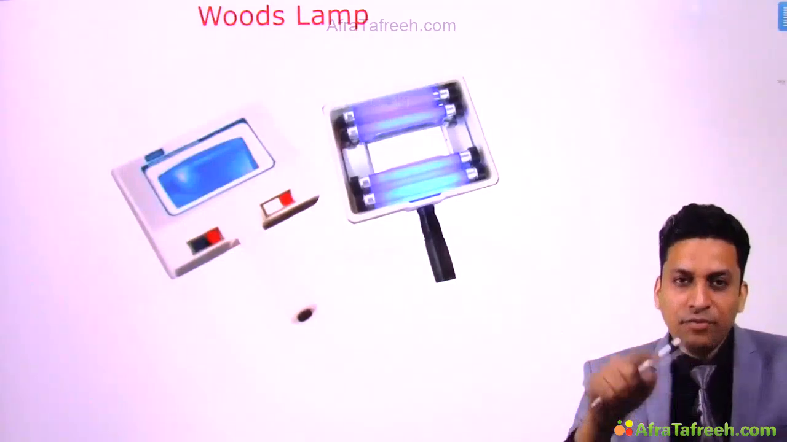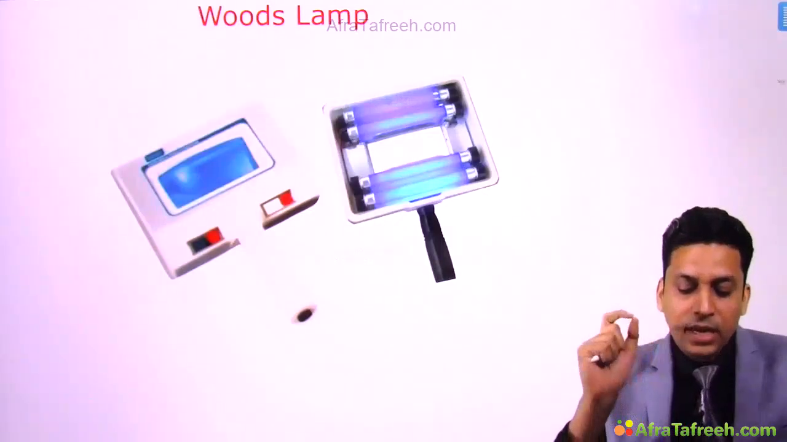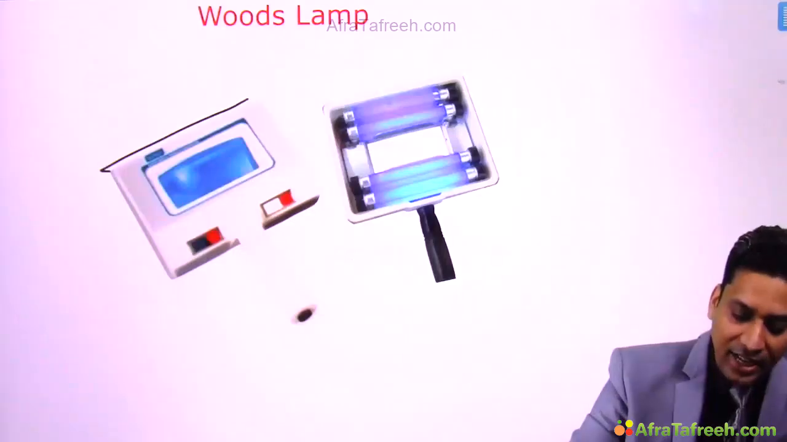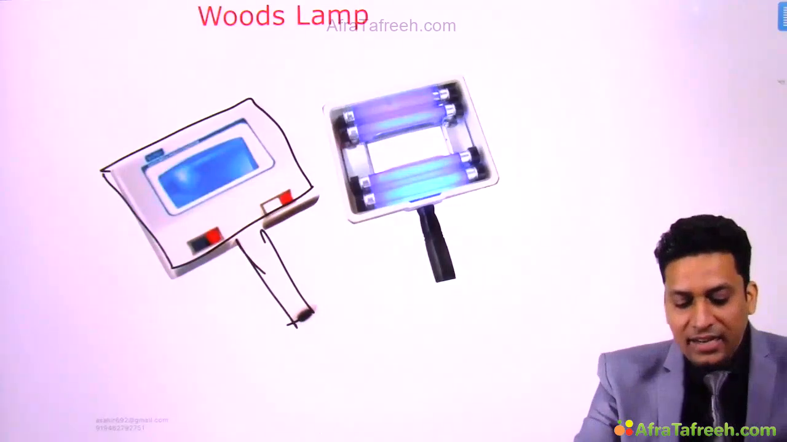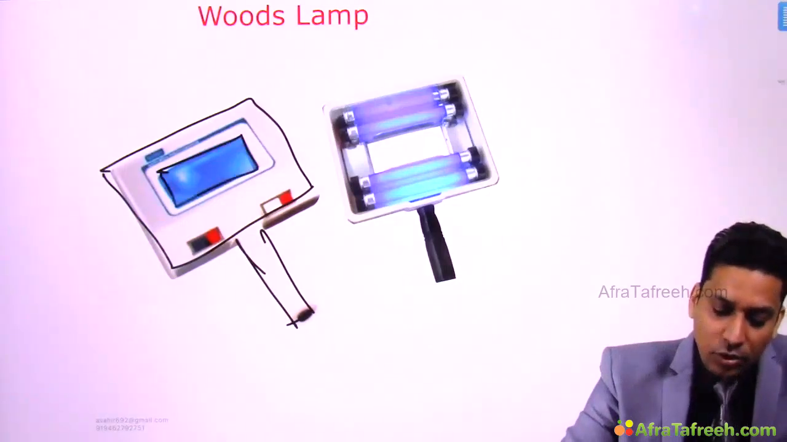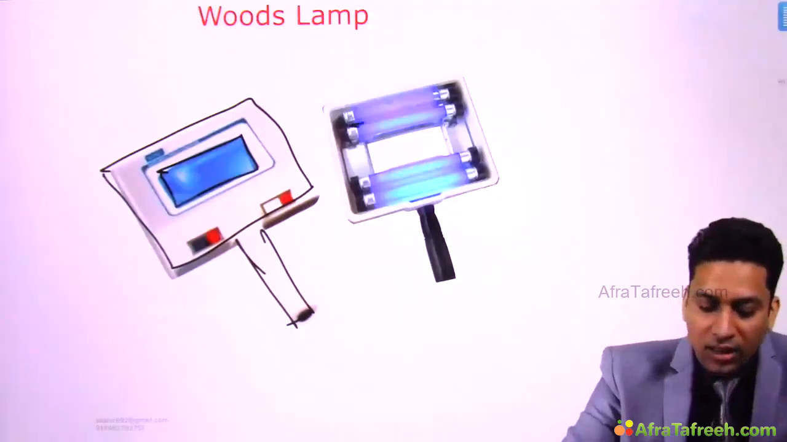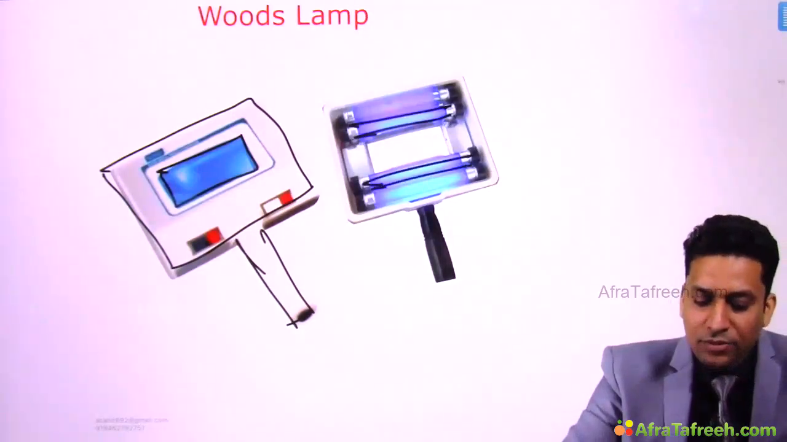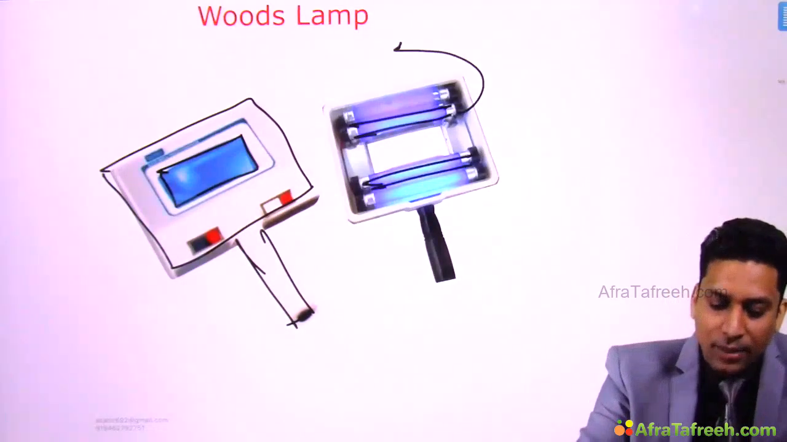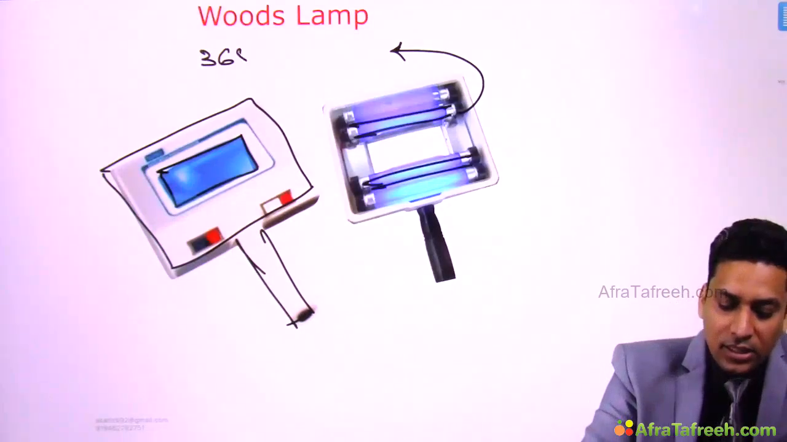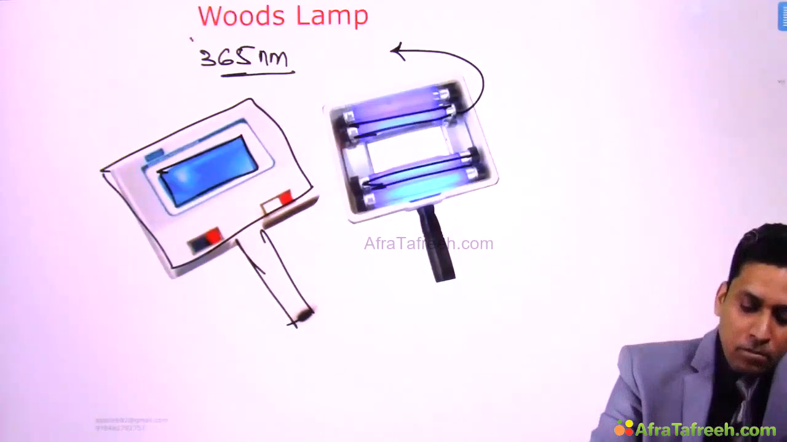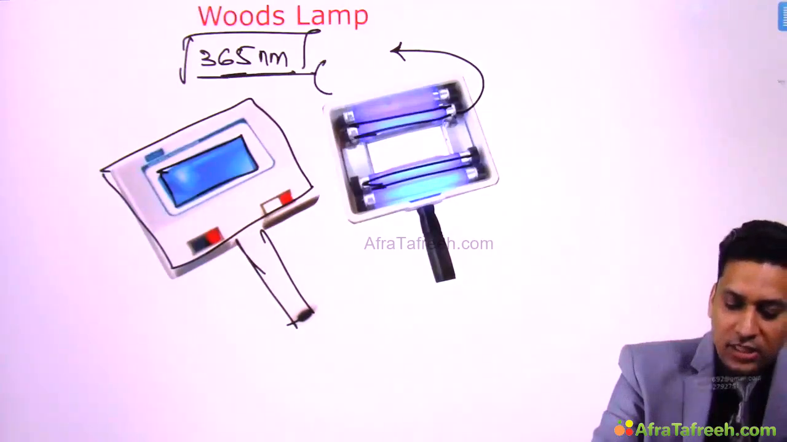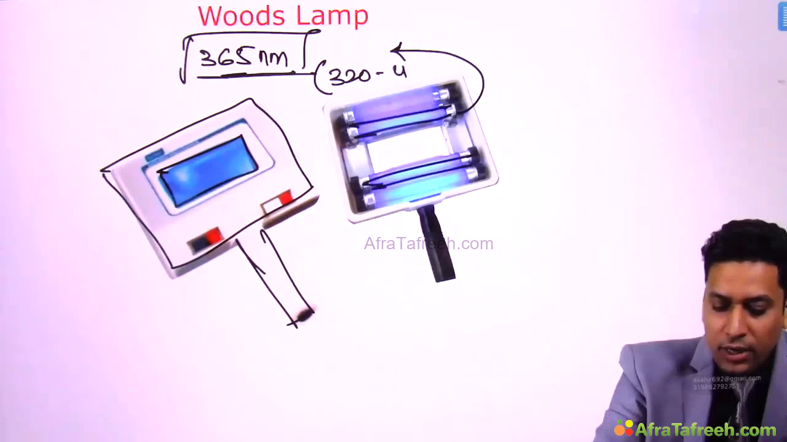So this is the Woods lamp. If you have not seen Woods lamp, this is the Woods lamp. Remember, Woods lamp is a handheld device. So you can see this is the body of the Woods lamp, this is the hand piece. There is a glass window through which you examine the lesion, and on either side of the glass window there are fluorescent lamps which are present. Now these fluorescent lamps emit light in the wavelength of 365 nanometer. If range is asked, it is 320 to 400 nanometer.